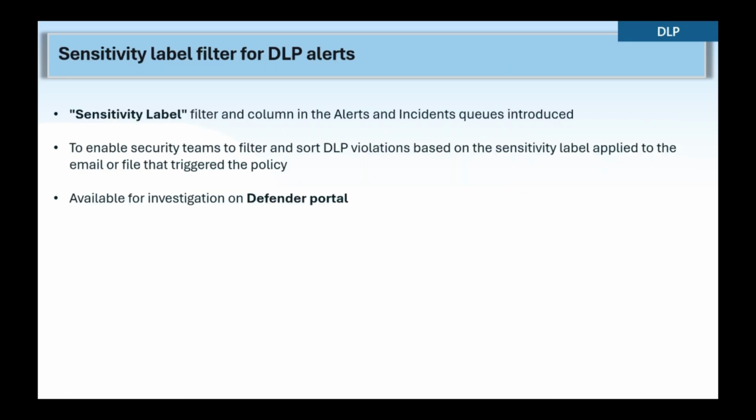Then we have the sensitivity label filter for DLP alerts. Admins can now drill down into DLP alerts associated with specific sensitivity labels, such as highly confidential or internal only, to streamline their investigation when using alerts and incident queues on the Defender portal. There are a bunch of filters already available. With label as a new filter, DLP violations can be sorted based on specific labels applied to files or emails. And in this way, the investigation can be kept more focused.